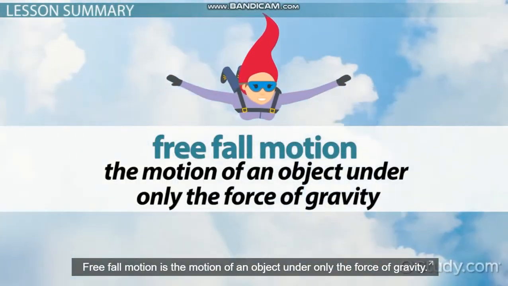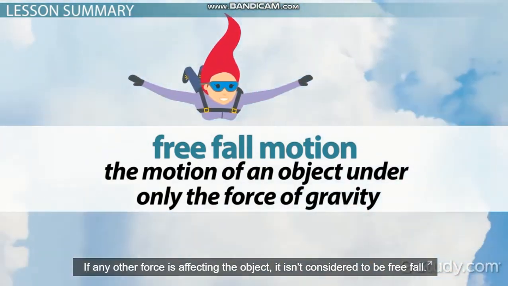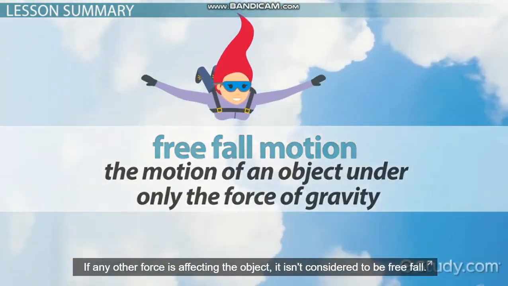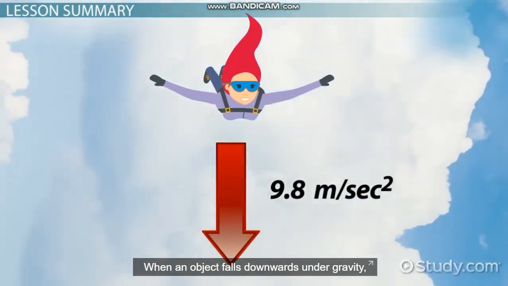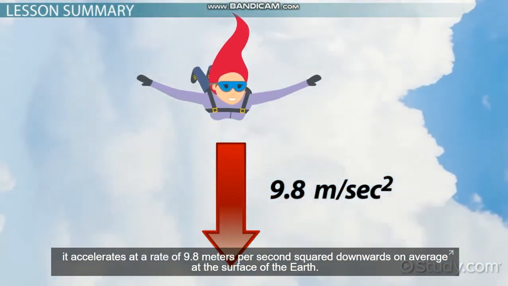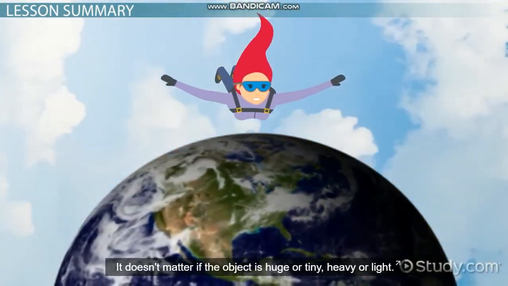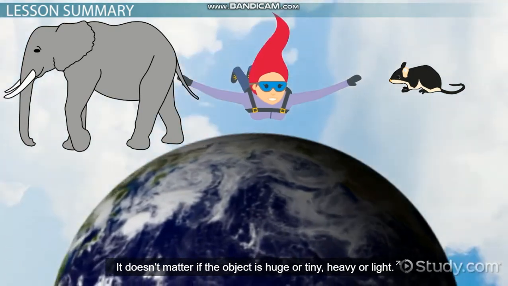Freefall motion is the motion of an object under only the force of gravity. If any other force is affecting the object, it isn't considered to be freefall. When an object falls downwards under gravity, it accelerates at a rate of 9.8 meters per second squared downwards on average at the surface of the Earth. It doesn't matter if the object is huge or tiny, heavy or light.